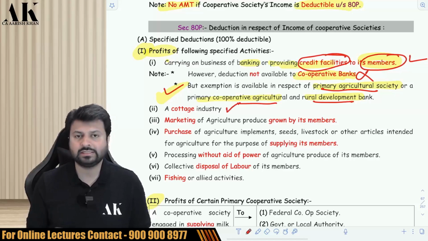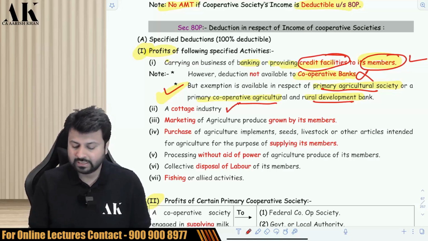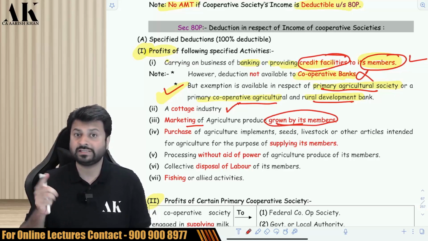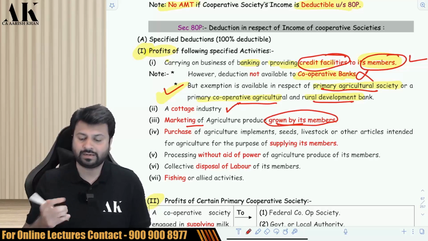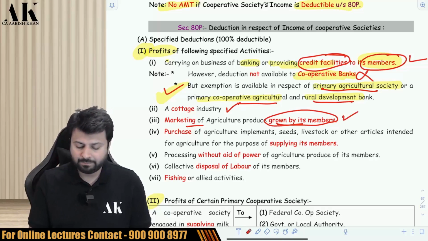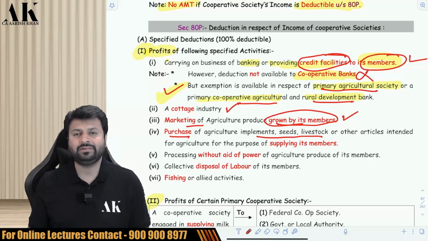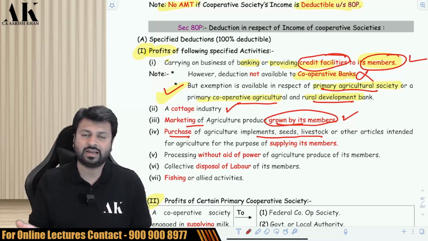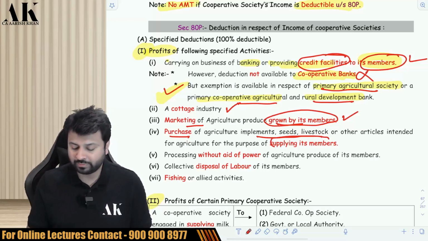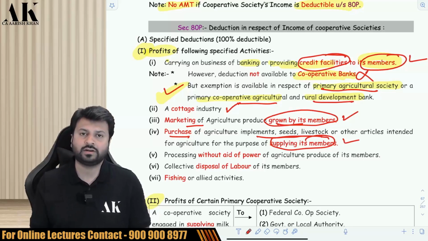Next, cottage industry is eligible for deduction under this section. Next, marketing of agricultural produce which is grown by its members, not purchased by members, which is grown. Members are growing, society is marketing. Then the society will get the benefit. Next, purchase of agricultural items such as agricultural implements, seeds, livestock, tractors, etc., and then you are supplying to members. Then also your profits are 100% deductible.